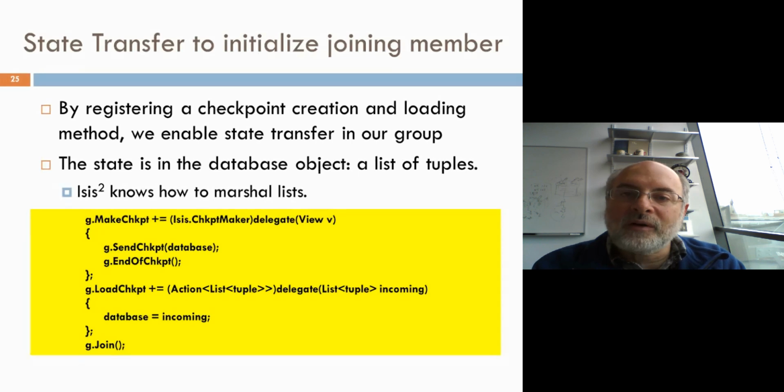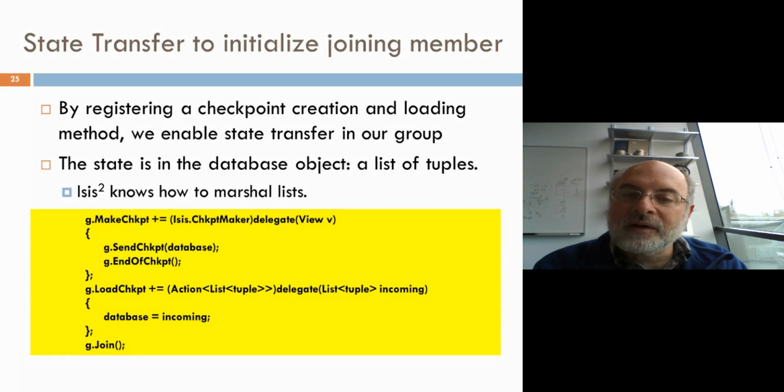There's a situation where there's some information in the v.offset field that might be useful. Plus, you may be interested in knowing who is joining. You can get that from the view. This particular code doesn't care about those values, so it ignores its view argument. And then you can see what it does is it sends a checkpoint containing the list of tuples, the variable called database. Then it says that's the end of the checkpoint.